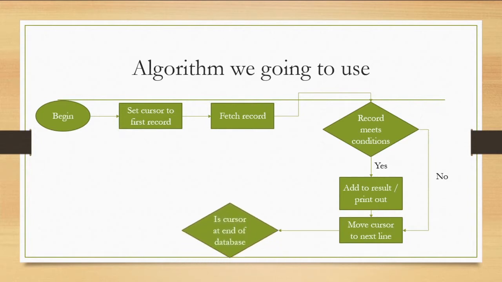We will then check, after we have moved the cursor to the next line, if the cursor is at the end of the database. If not, we fetch a new record. If it is, we end our query. This is an example of a linear search method. There are other interesting methods you can look at, but that is beyond the high school scope.